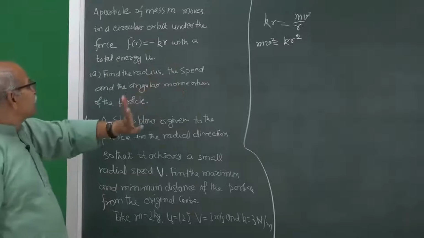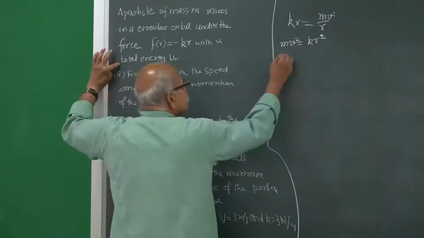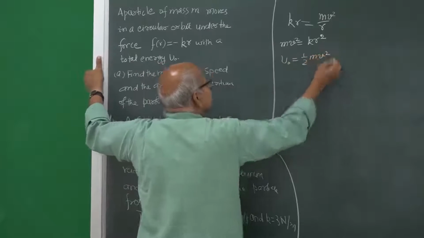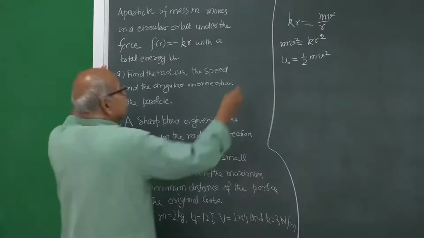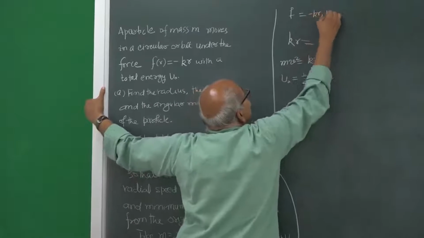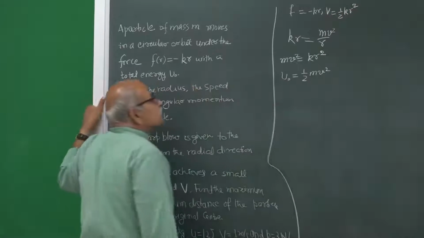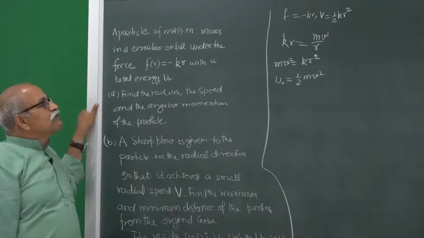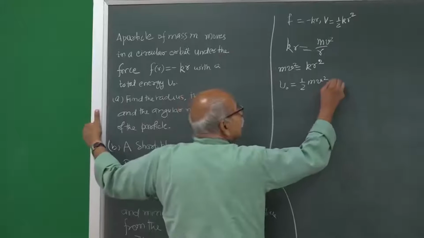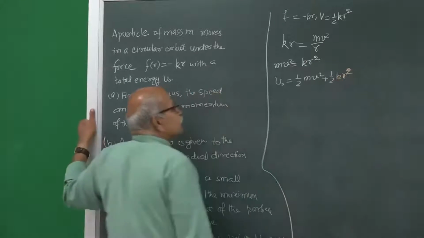So, two unknowns are there, but then the total energy U naught is given. The total energy U naught is equal to half m v square, kinetic energy, plus potential energy. If F is minus Kr, you very well know the potential energy is half K r square. If you differentiate and put a minus sign, you will get the force. So, plus half K r square.